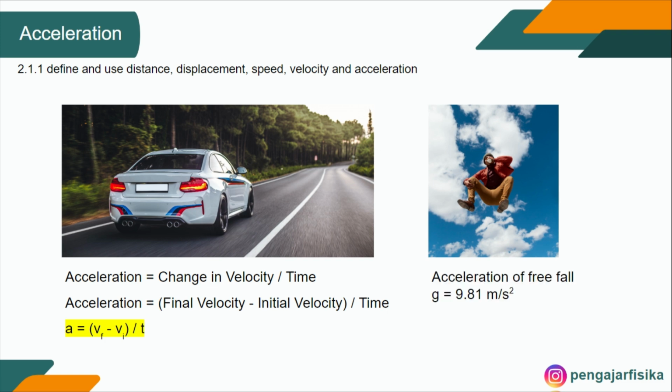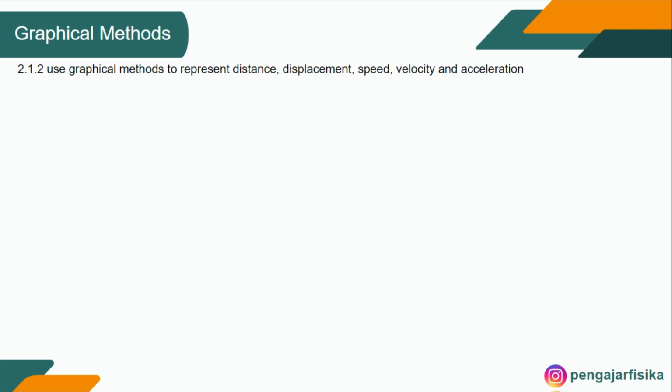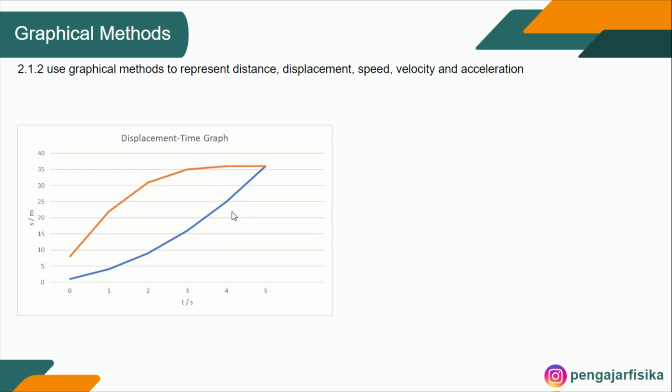per second squared. The second learning objective is to use graphical methods to represent distance, displacement, speed, velocity, and acceleration. Let's look at the displacement-time graph below. This is an example of a displacement-time graph. Here we have two lines. The blue one is going up. It means that the object is moving to the right, as well as for the orange one, which is also going up.